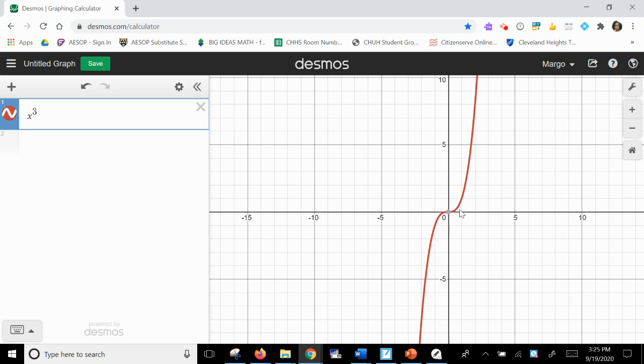So it kind of looks like this word we saw with the cube root, except instead of going this way from left to right, it starts at the top and goes to the bottom. But again, it changes directions at 0, 0.